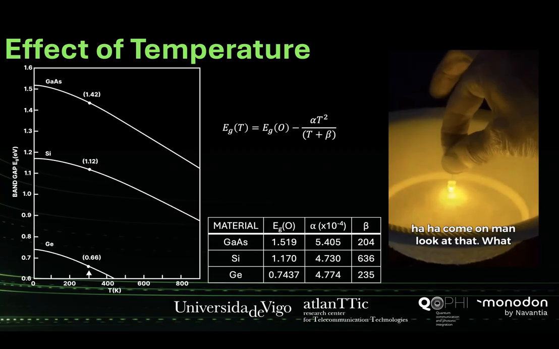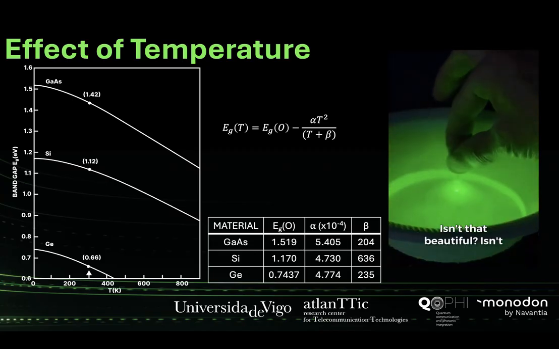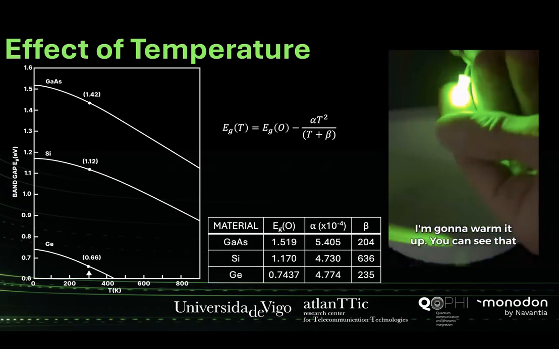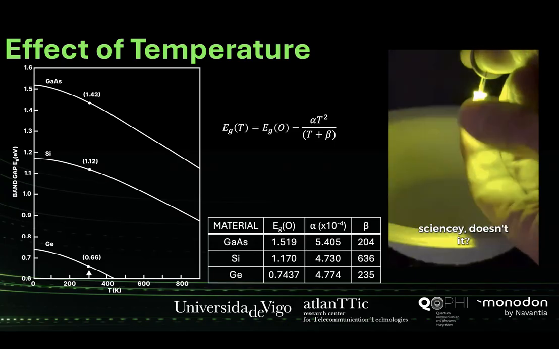Temperature has a huge influence on semiconductor behavior. As temperature increases, the bandgap energy decreases. This changes how electrons move and how photons are emitted. That's why laser wavelengths drift with temperature, and also why thermal management is critical in high-performance photonic systems.